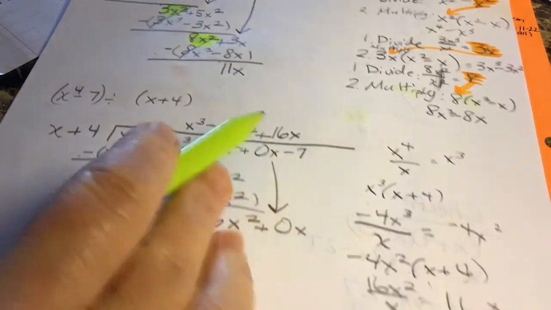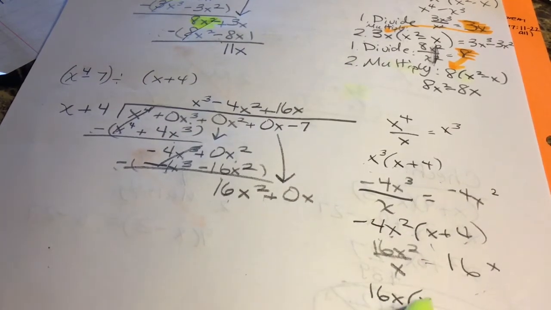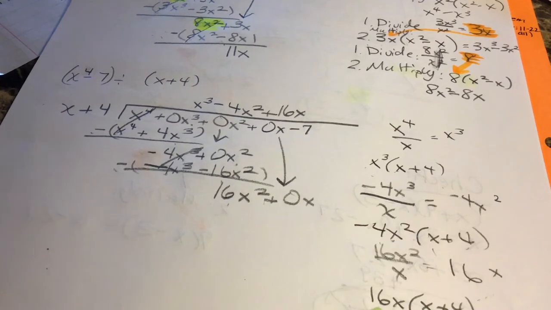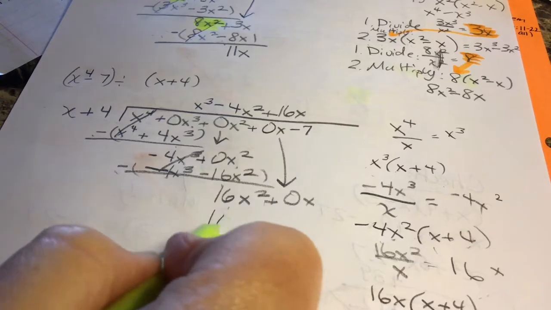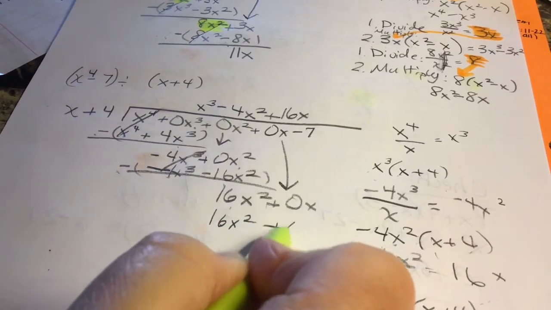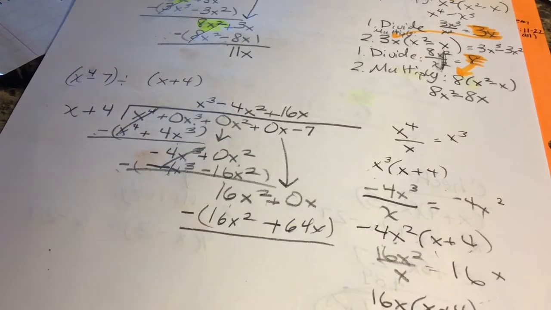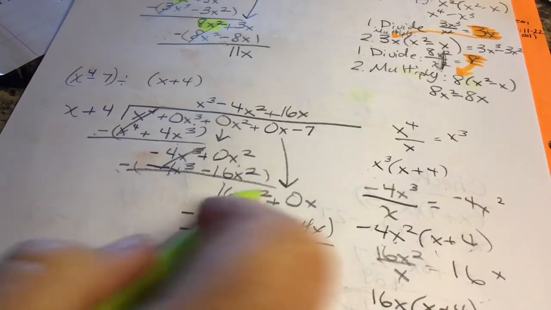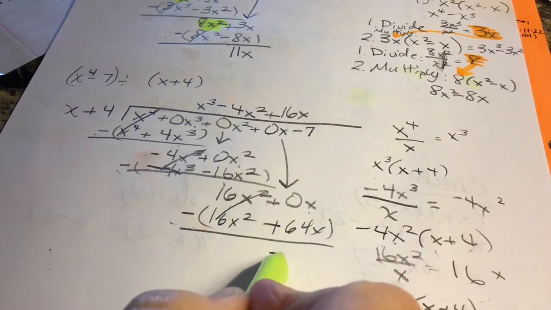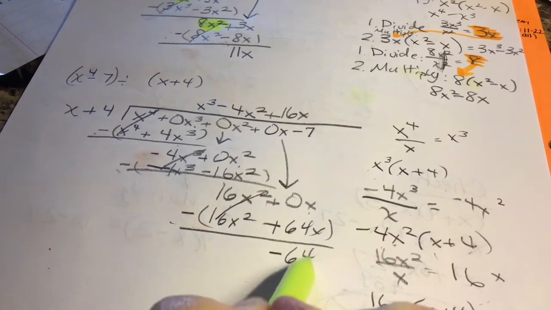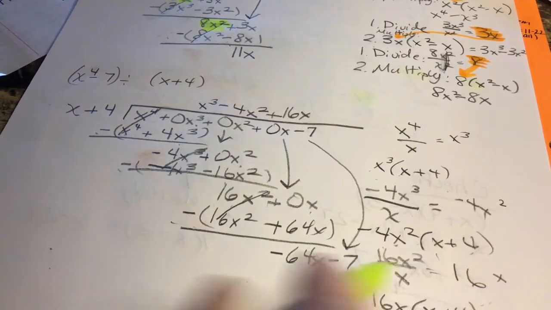Plus 16x, and I'm going to multiply 16x by x plus 4. 16x squared plus 64x. I'm going to subtract. 16x squared minus 16x squared goes away. 0x minus 64x is negative 64x. Last one I have to bring down, negative 7.